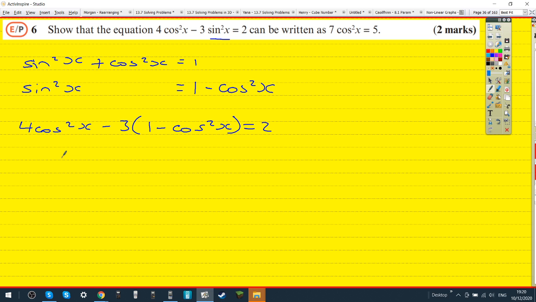So when -3 multiplies by minus cos squared x, what would that give you? Would that just give you 3 cos squared x? Yep. Minus times minus makes plus. So it'll be 4 cos squared x plus 3 cos squared x. Yep. Okay, simplify.